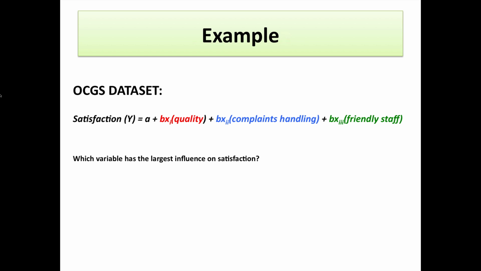Why is that important? Because for a grocery store, making changes or implementing new policies around any of these three variables, if they're not going to increase satisfaction, might be a waste of time and money. Similarly, if we have only a limited budget, we probably want to identify which of these variables is most likely to have an effect on customer satisfaction and implement these first.